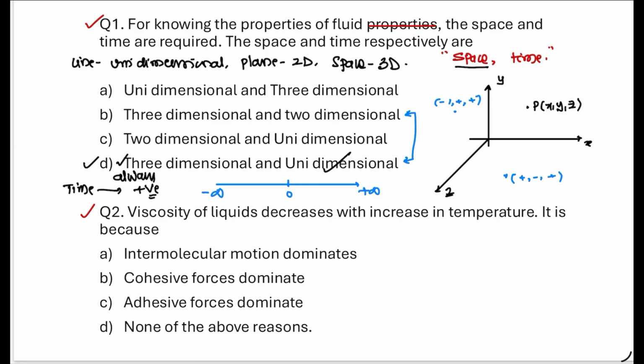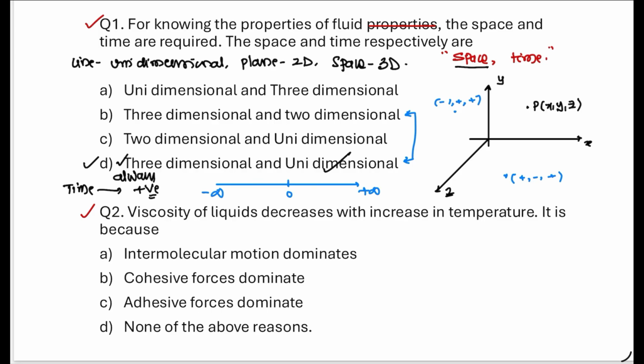For example, you take ghee. When you increase the temperature, what happens? Ghee melts. With little increase, it melts, and after melting also, as you increase the temperature, ghee starts flowing very easily on a hot pan. That means it is losing its viscosity.